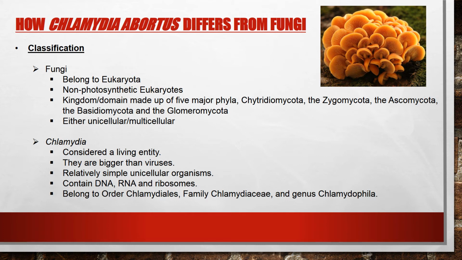Fungi are classified as non-photosynthetic eukaryotes. The kingdom or domain fungi contain 5 major phyla: Chytridiomycota, Zygomycota, Ascomycota, Basidiomycota, and the recently described phylum Glomeromycota. The Deuteromycota is an informal group of unrelated fungi that all share a common characteristic in that they strictly use asexual reproduction.